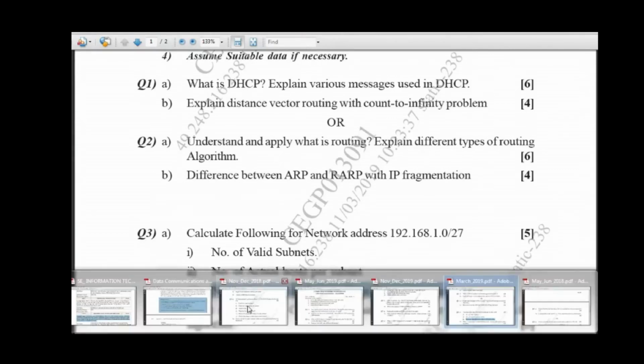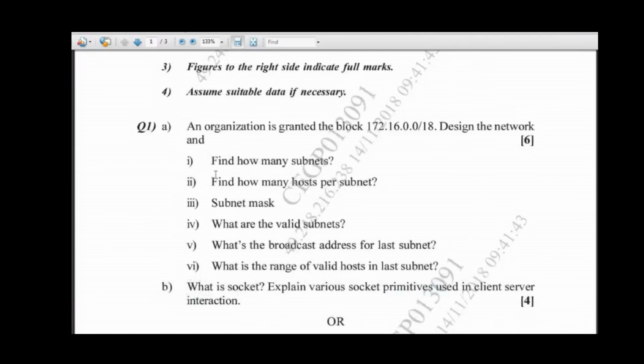Let us take another example. Here it is asked to find how many subnets, how many hosts per subnet, meaning devices, the subnet mask, what the valid subnets are, what the broadcast address for the last subnet is, and what the range of valid hosts in the last subnet is. These kinds of questions will be asked on subnetting, so you should be prepared to answer them.